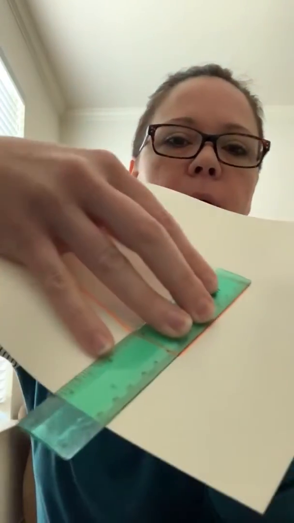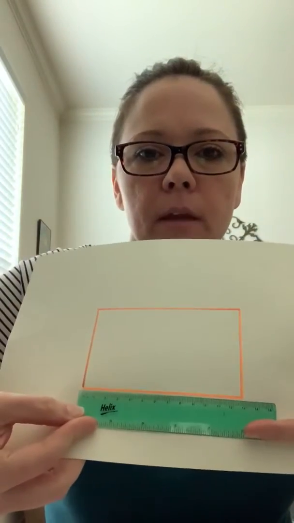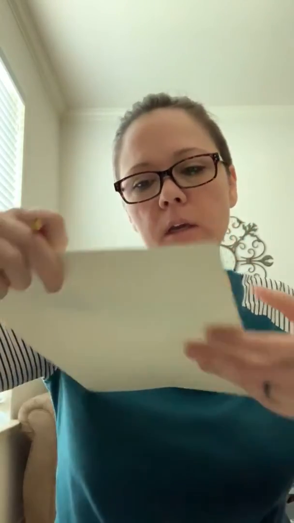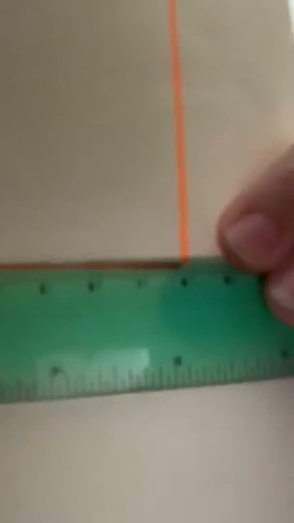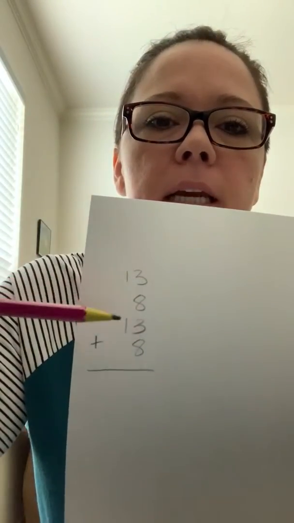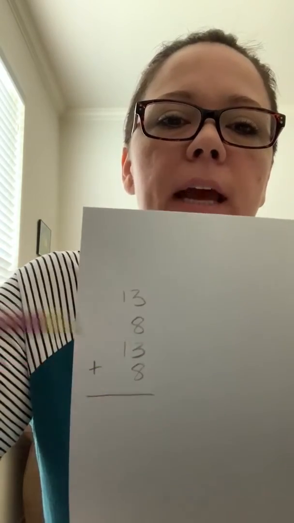Okay. That one is, I'm sorry, you can't really see it. That one is 8. Measure the other one, the bottom one, it's 13. And my other side, I don't know if you can see, my other side is 8. So I'm going to make those numbers into a math problem. I had 13, I have 8, 13, and 8. So I'm going to add them all together, okay?